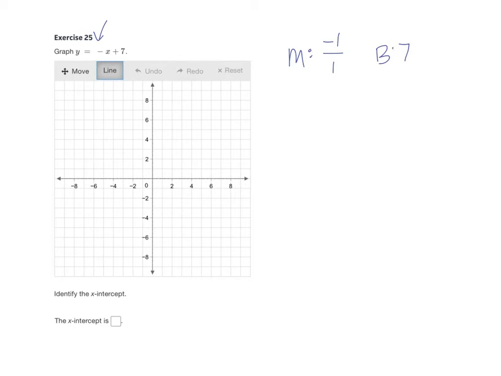Now, you'll need this for today's lesson, so if you struggled with this, make sure you're paying attention. We always start with the y-intercept. So I'm going to go on the y up to 7 and put a dot. Now I'm going to apply my slope. So I've got -1 over 1, which means it's a rise over run. So we're going to go down 1, right 1.